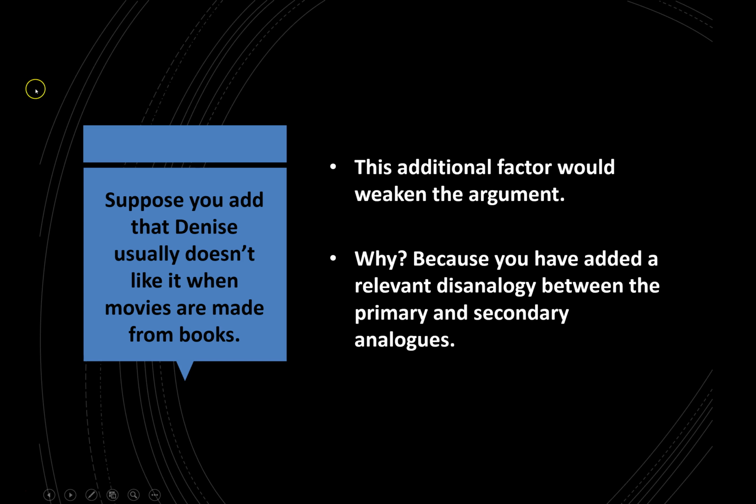So you have all this stuff they have in common, right? They're sisters, about the same age, they like the same TV shows, go to the same school, and so on. And then you say, whoa, but Denise usually doesn't like it when movies are made from books. That's going to mess up your argument a little bit. That's going to make the conclusion a little less likely, which is weakening the argument, right? That is a relevant dissimilarity or disanalogy between Denise and Cheryl.